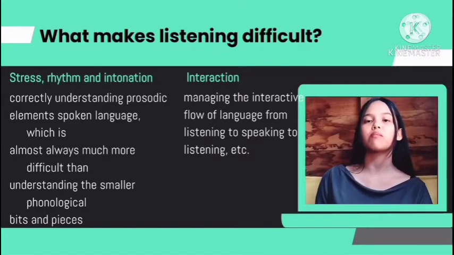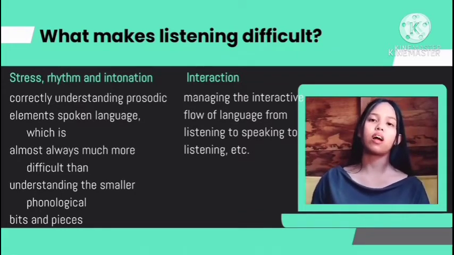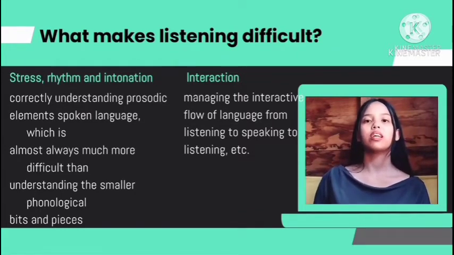So listeners sometimes find it hard to interact with the speaker when they are too determined to listen to the speaker. Sometimes they do not interact that much because they listen too much. They can't focus on what to reply to the speaker.